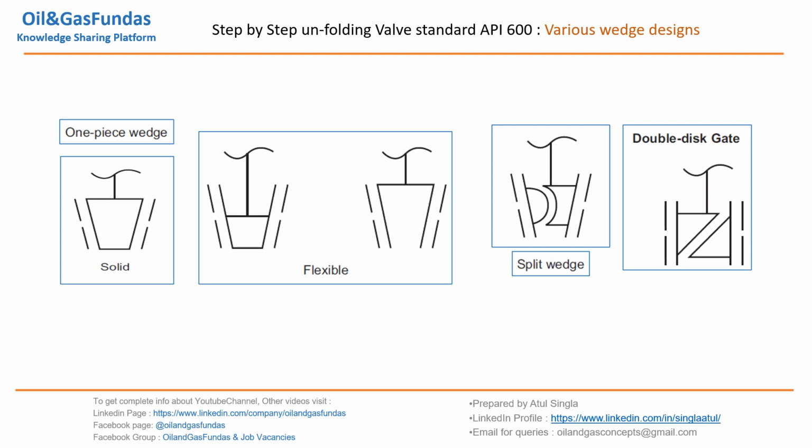If you see, we have various types of wedge designs. This is also mentioned in API 600 that we can go for this kind of arrangement. This is a single piece solid wedge, this is flexible type, this is split type, and double disc gate. Each and every type of wedge has its own importance. Based on various applications, these solid, flexible, split or double disc gate wedges can be used. So now let us see in detail how each wedge can be used, what are their benefits, and how we can use them in different applications.